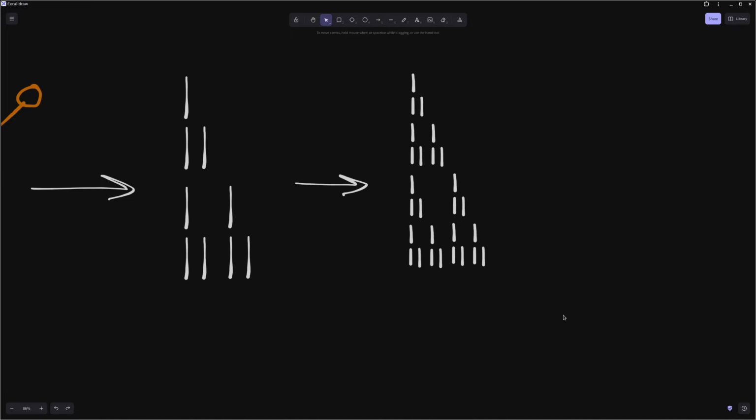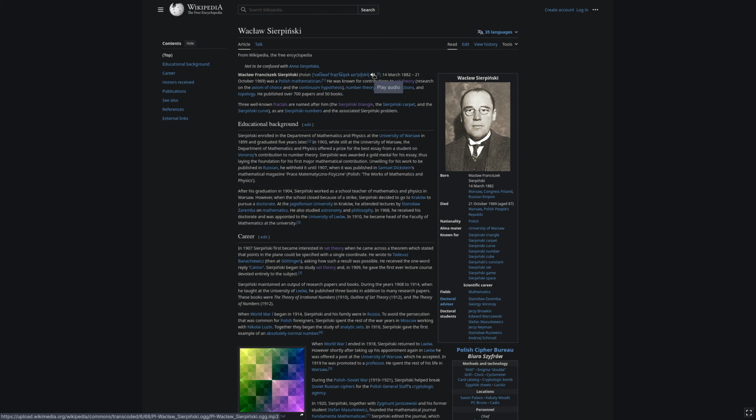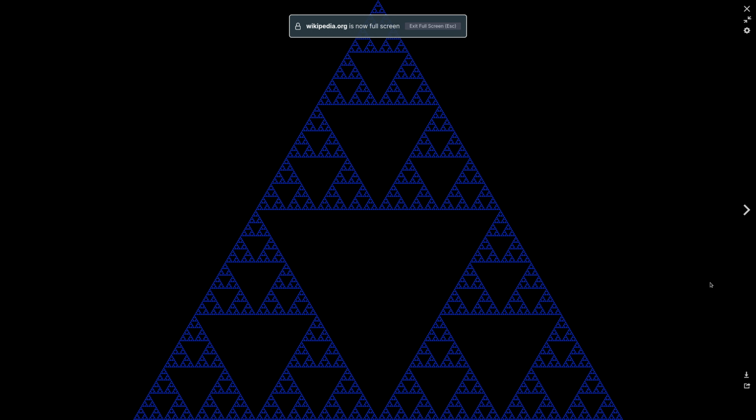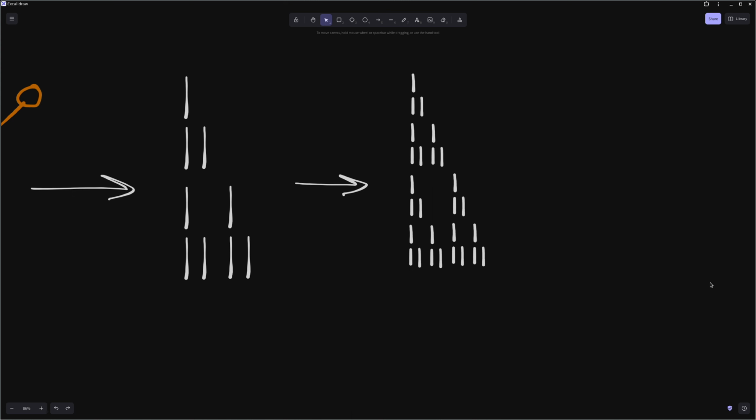This is obviously a fractal shape, and in fact, it's a very famous one. If I can pronounce the name, Sierpiński, I think. Wacław Sierpiński. Sierpiński triangle. We all know what it is. It is, of course, this thing. Right? Do you see it? Do you see the pattern?